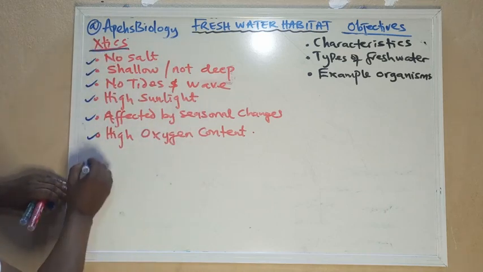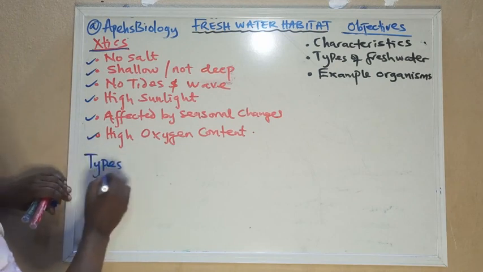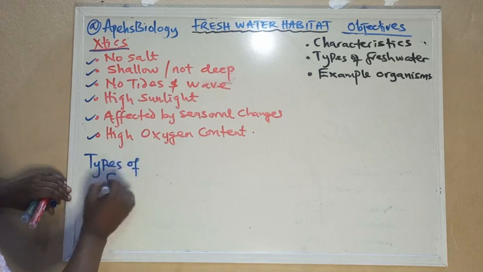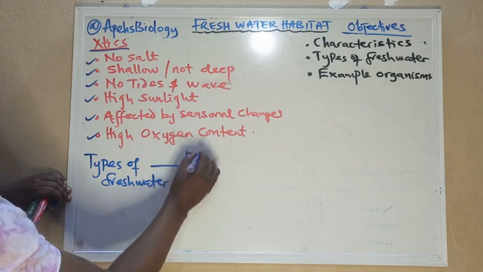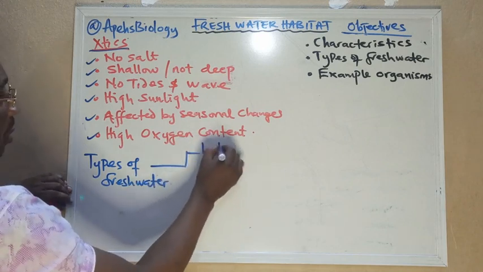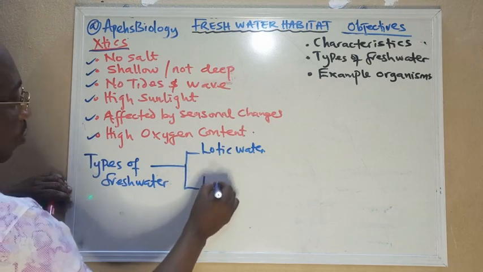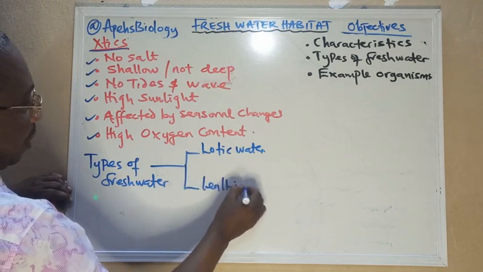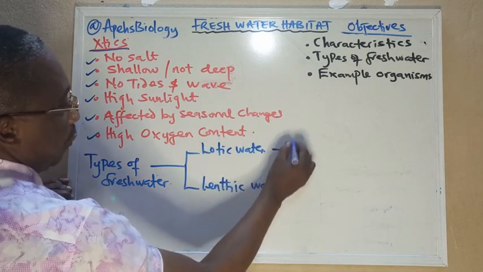Now let's look at the types of freshwater. So that we don't forget it, we're going to look at them as two types. We have what is called lotic water, and then we'll have what is called lentic water. Lotic water, what they do is that they flow.